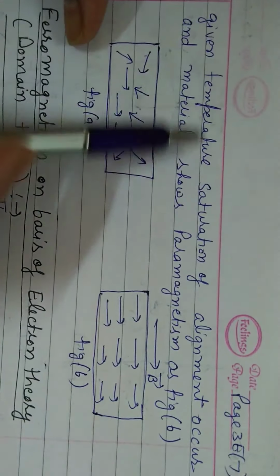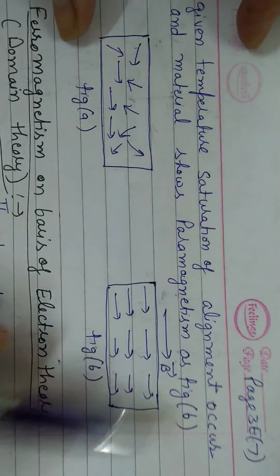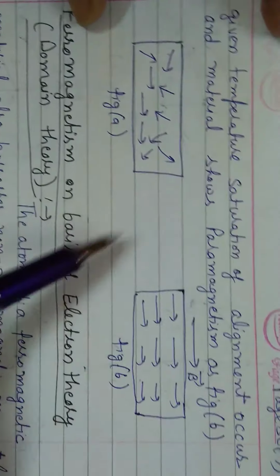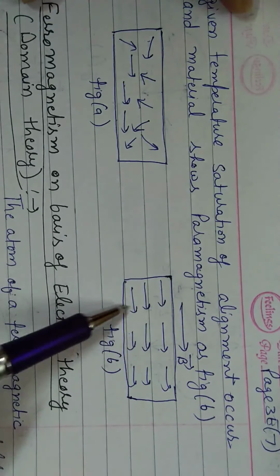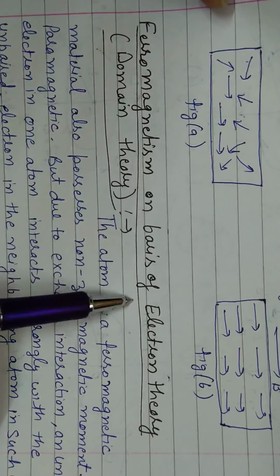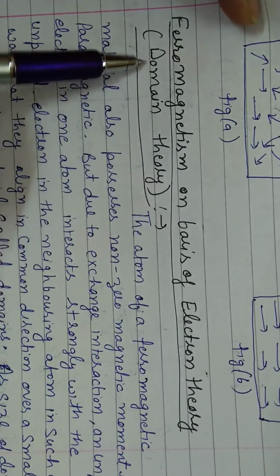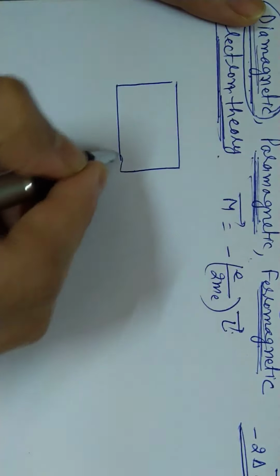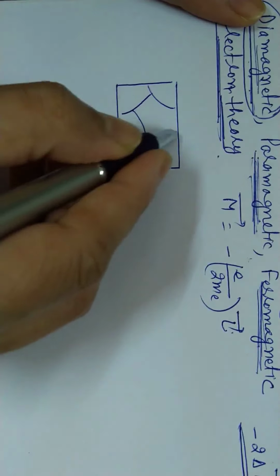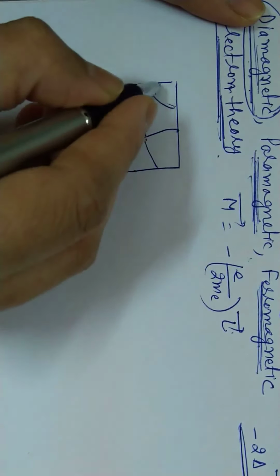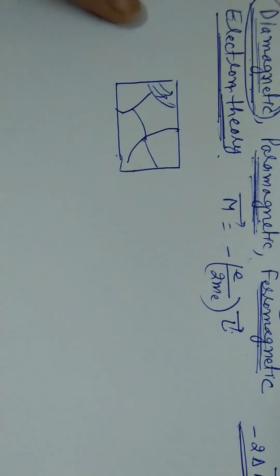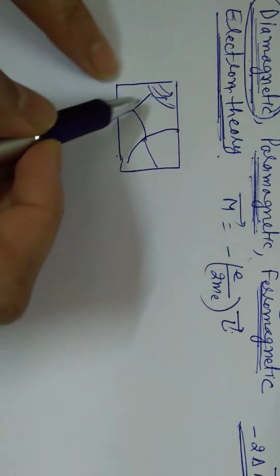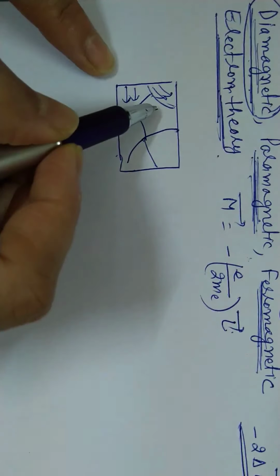So at a given temperature, saturation occurs, and temperature plays an important role here, and the material becomes magnetized. Ferromagnetism, on the basis of this electron theory, is also considered a domain theory. That means ferromagnetic materials are in the form of small domains where the magnetic elements are lying in the same direction.